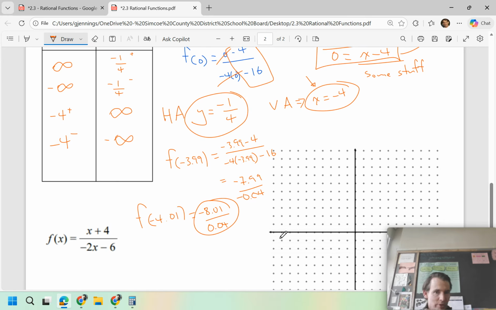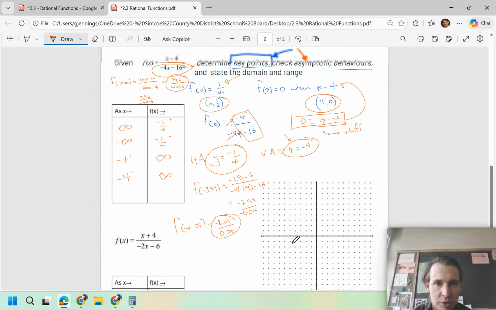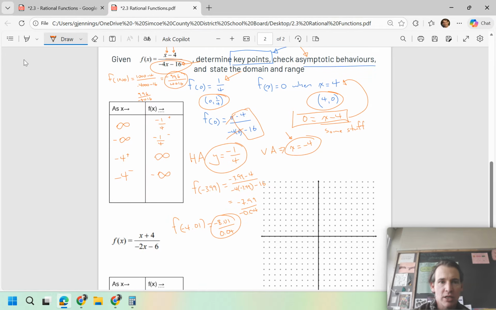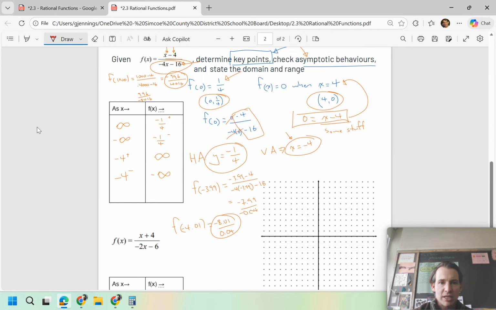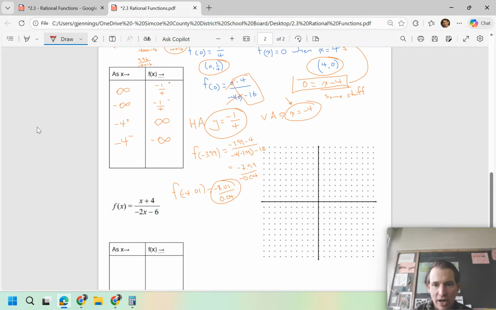So now we graph the thing, and we graph the thing just like with our key points, put it on and stuff like that. So I'm going to use a similar scale. I'm going to draw my asymptote. So my horizontal asymptote is at y equals negative 1/4. So I'm just going to set that to be negative 1/4.